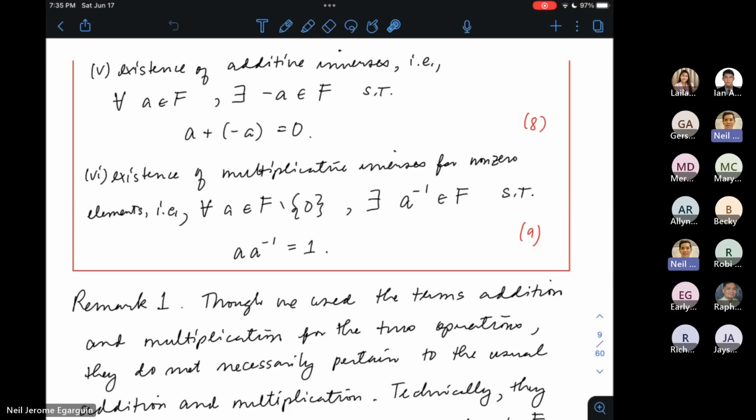Okay? Medyo mahirap yan, lalo na yung associativity. Medyo mahaba yung proof ng associativity. But I hope these 6 properties are clear. Any questions?